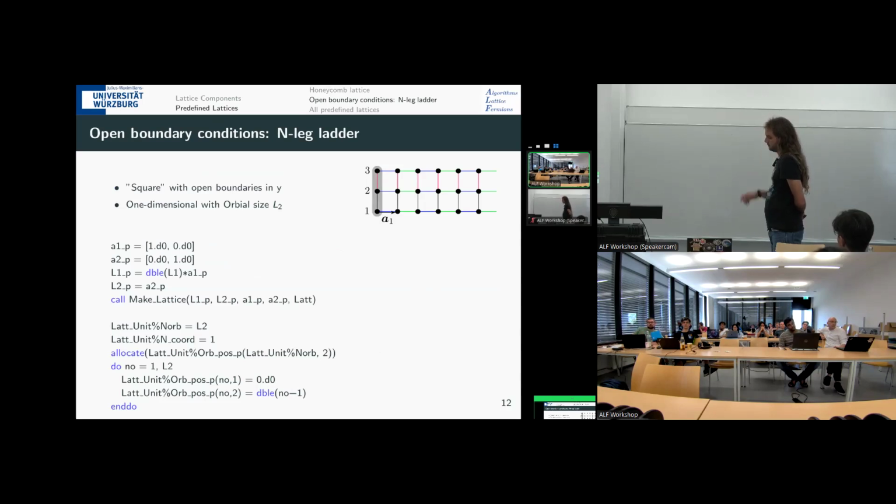Do you see the slides? Do you see me in the slide? Yes. So this is 1, 2, 3. If I take A1 equals... No.